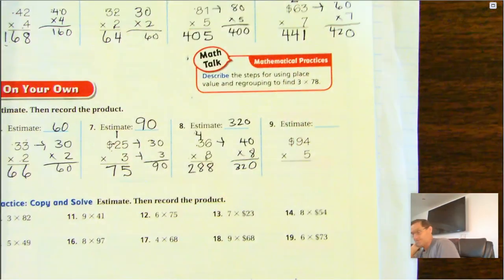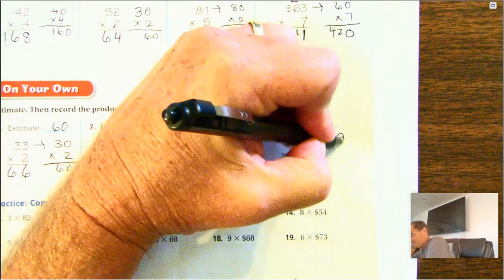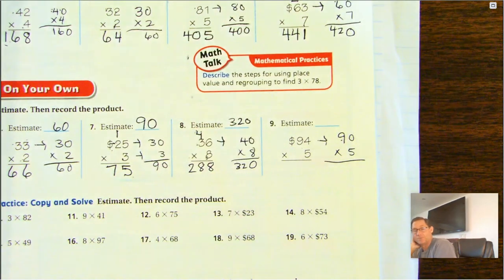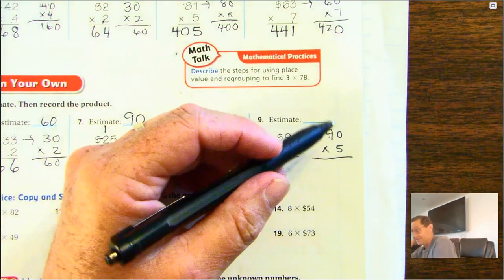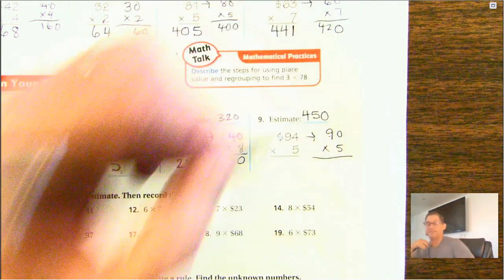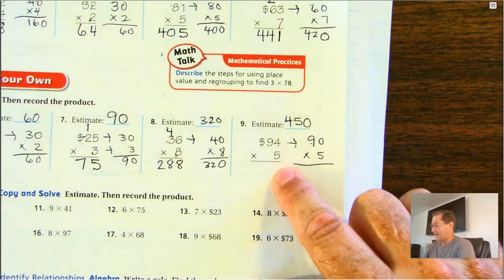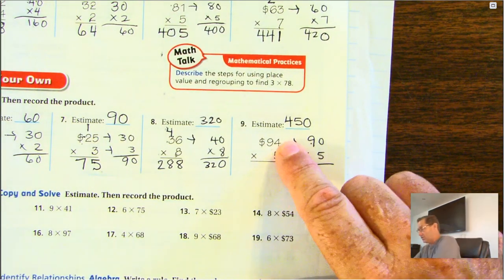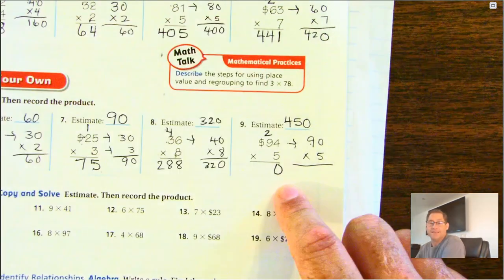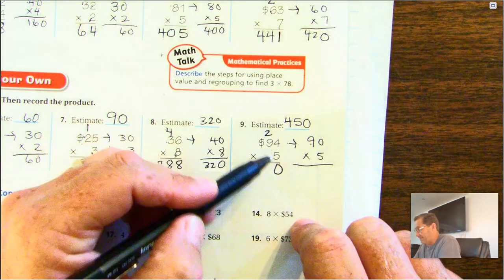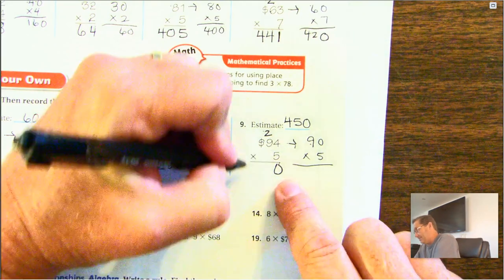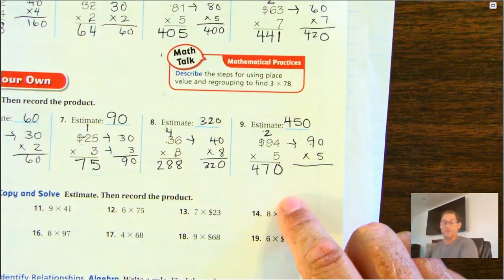Number 9, let's round down. So we're going to change 94 to 90. We're rounding down. And we have 5 sets of those 90s. So 9 fives is 45. So 45 tens is 450. 5 sets of 4 ones is 20 ones. We'll take all 20 of those ones and trade them for 2 tens. 5 times 9 tens is 45, plus the 2 regrouped tens gives us 47. 470.